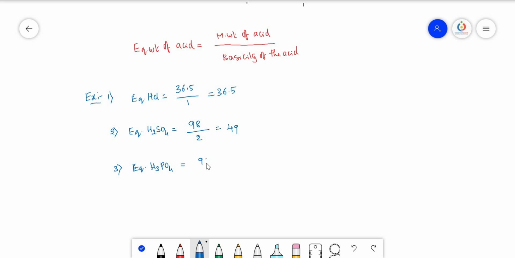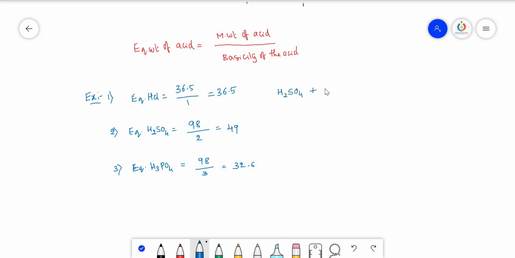Its molecular mass is also 98, but here 3 are there. It is equal to 32.6 grams. So like this, equivalent masses are there. So how do we calculate these equivalent masses in a particular given chemical reaction? Let us see here. Let us take the chemical reaction.